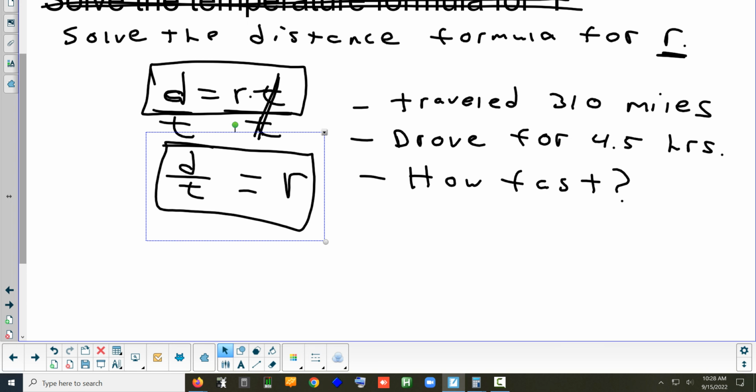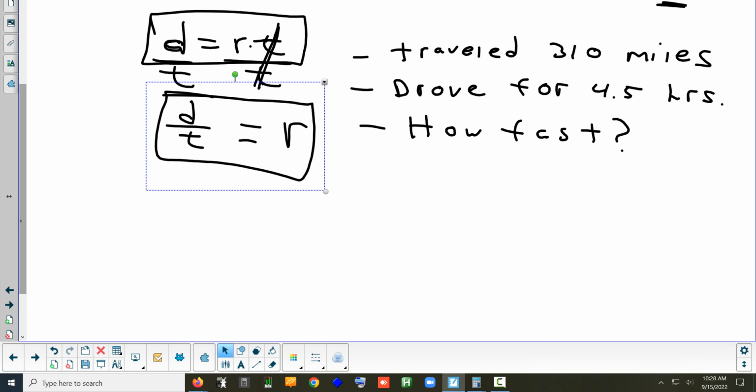Well, how fast you're going, that's your rate of speed. R is how fast you're going. So we've already taken the formula and rearranged it, so we have speed by itself. That's good. Now, all we have to do is fill in distance and time.